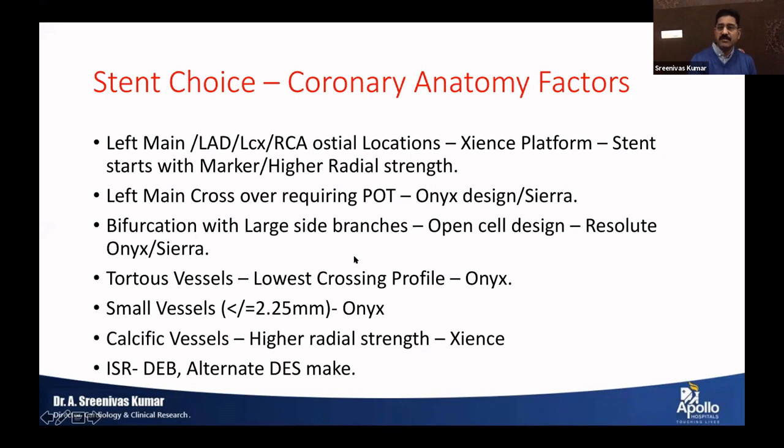For bifurcation with a large side branch, we need to have an open cell design stent. Previously, we were banking on Onyx, and now Sierra also has larger side holes, and Synergy also has some similar ones. So in bifurcation lesions, when you're dealing with large side branches, you need to have an open cell design stent. In tortuous vessels, you need to have the lowest crossing profile. Probably some of us tend to select the Onyx platform, which I've shown in that 80-year-old lady with a large tortuous LAD.